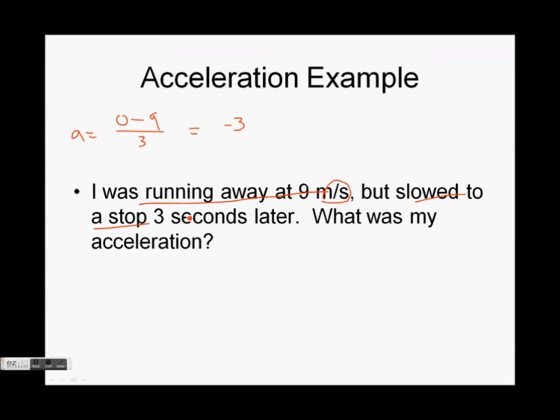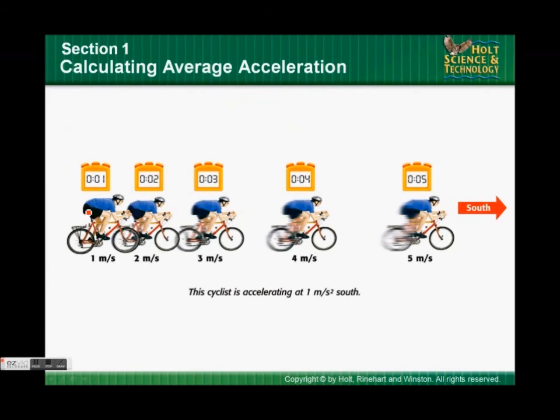My unit label, the velocity was in meters per second. The time was in seconds, so I have meters per second squared. Am I done? No, I have to have a direction, and it looks like my direction will be, how about away? Good enough for direction. I know I have to have one, and there's my direction. So I was getting slower by 3 meters per second every second as I ran away.